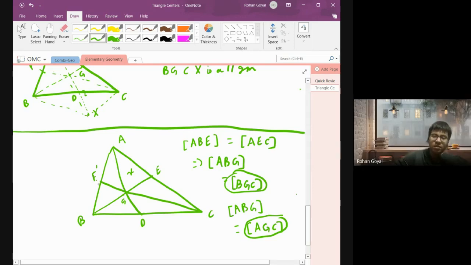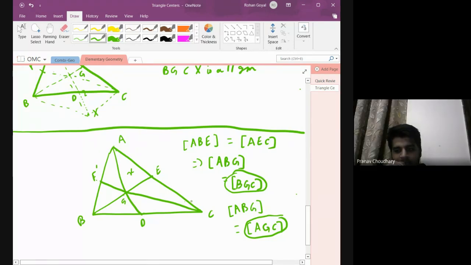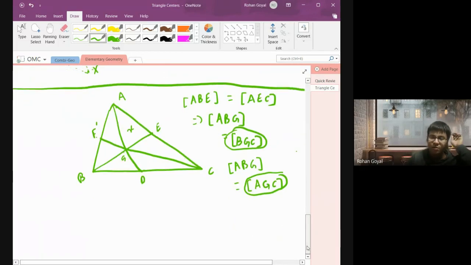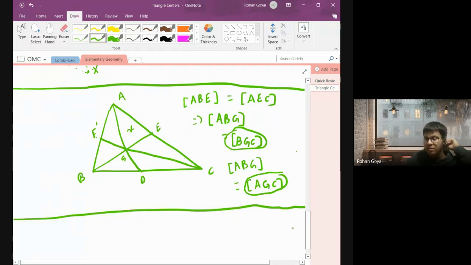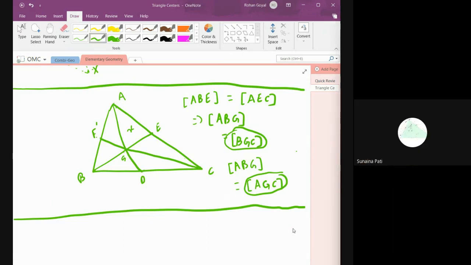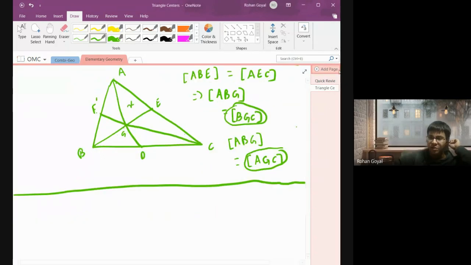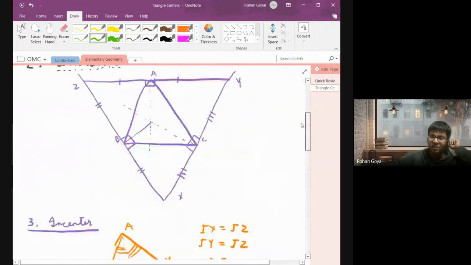Let's say F dash. Now, the ratio of BGC and AGC, if I multiply both by CF prime upon CG, their areas become BF prime C and AF prime C, which are equal. Yes, perfect. So the three proofs, are they clear to everyone? Okay, awesome. So these were the four main triangle centers that you use every day.